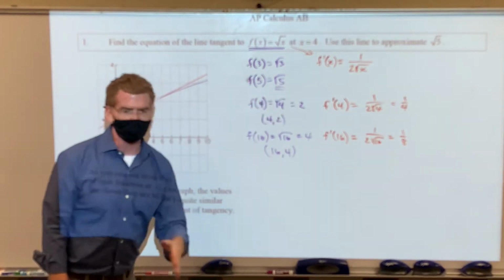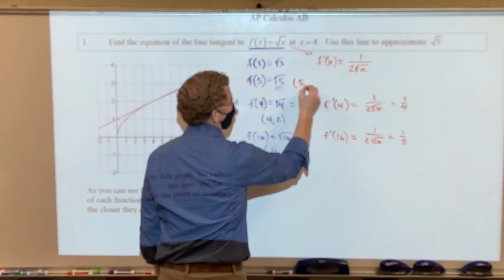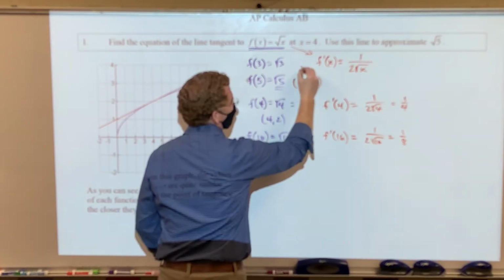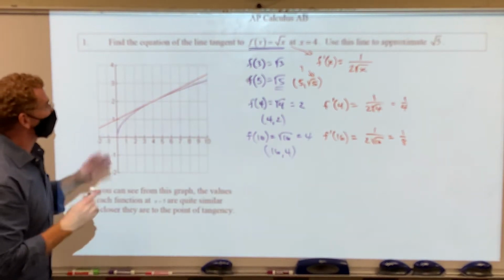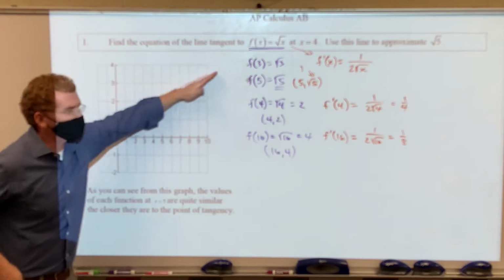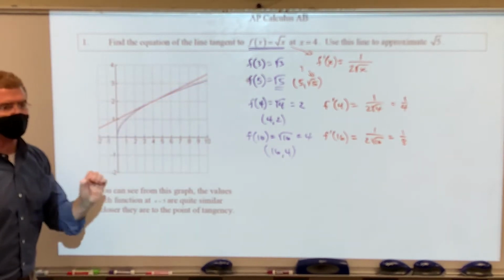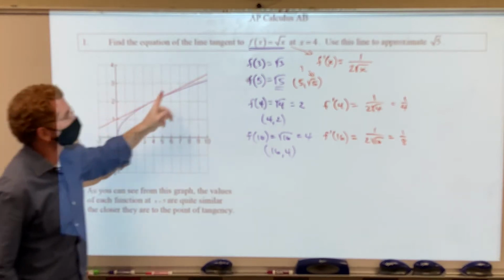But what I'm going to do, because it's hard for me, this point right here would be 5, root 5, and that root 5 is still, I'm a little puzzled by exactly what it is. If I want to evaluate something, what I'm going to do is find a tangent line. And I'm going to find that tangent line as close as possible to what I'm trying to find.